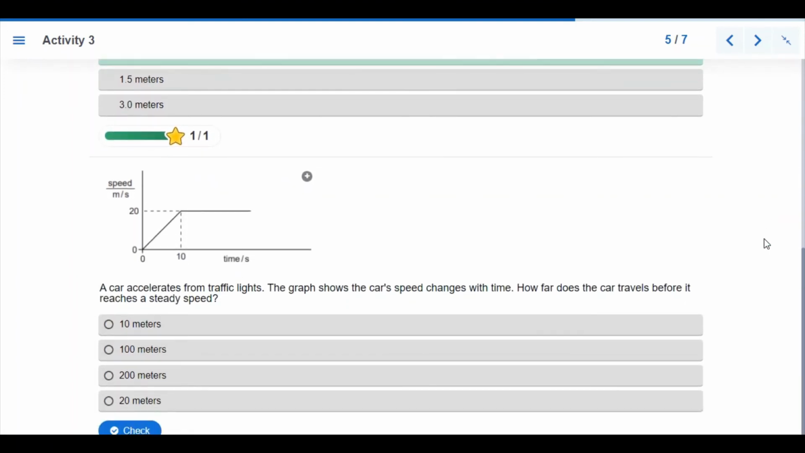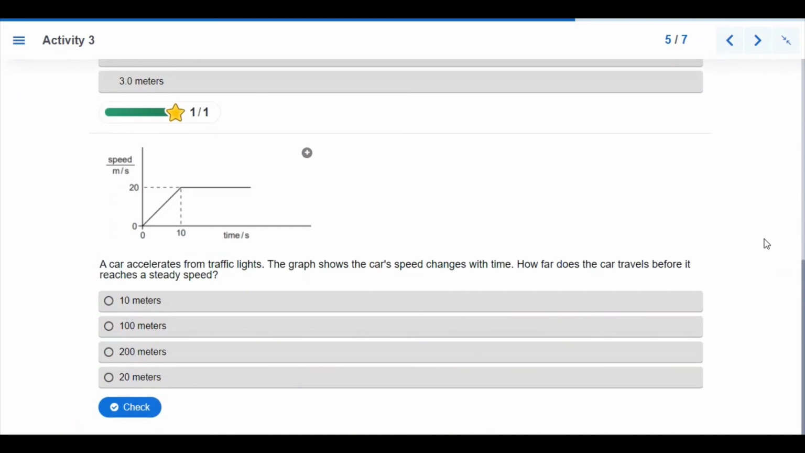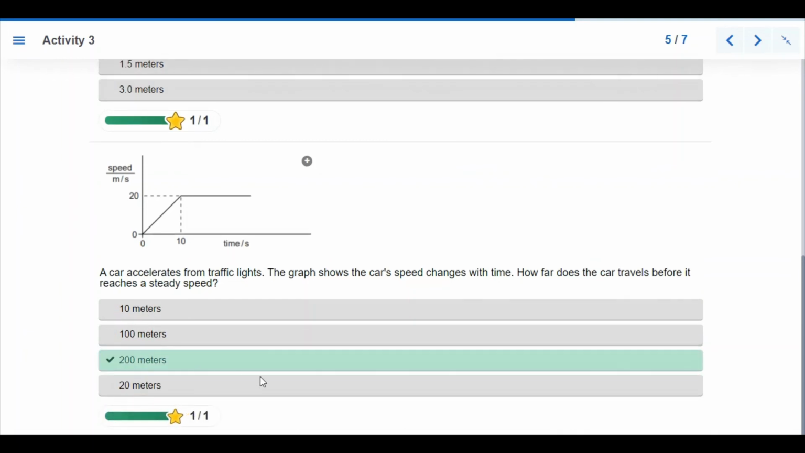So moving on, a car accelerates from traffic lights. The graph shows how the car's speed changes with time. How far does the car travel before it reaches a steady speed? Knowing fully well that the speed we have is 20 meters per second, and the time for the whole journey is 10 seconds. Now we are dealing with distance. That is, how far does the car travel? That will be speed times time. That will be 20 meters per second times 10 seconds, and that will give 200. Would that be so? 200 meters. That is it.